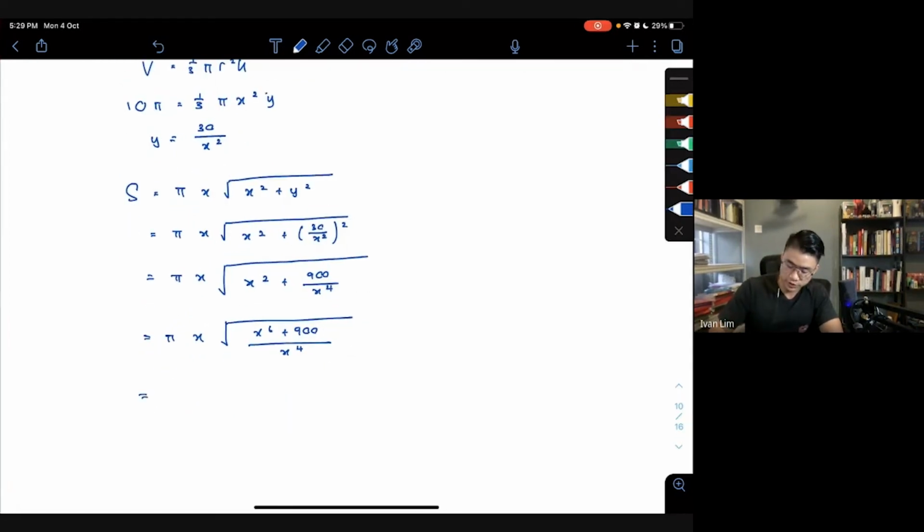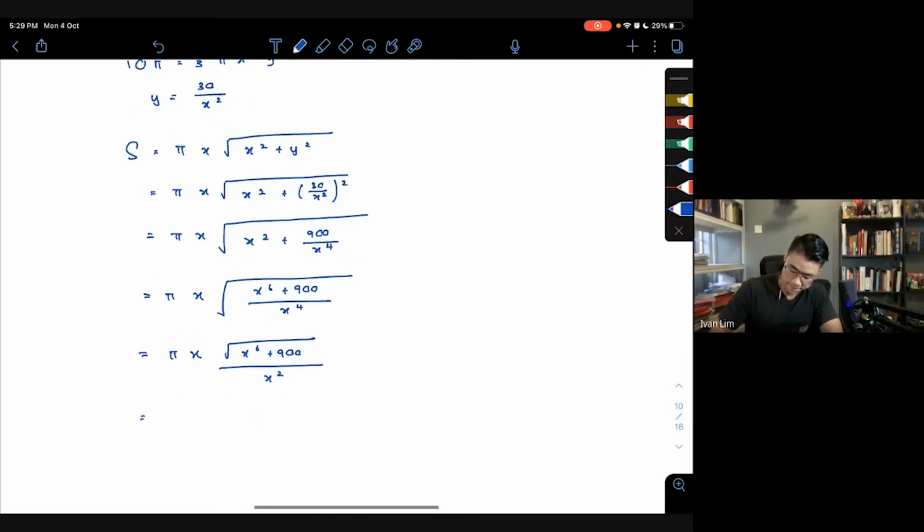Okay, then we simplify it. It will be pi x. Okay, this one I better write properly. This root is the whole thing. Then if the bottom you want to open, then here will be x to the power 6 plus 900 over x squared, which is pi, root of x to the power 6 plus 900, over x. Okay, because x over x squared.